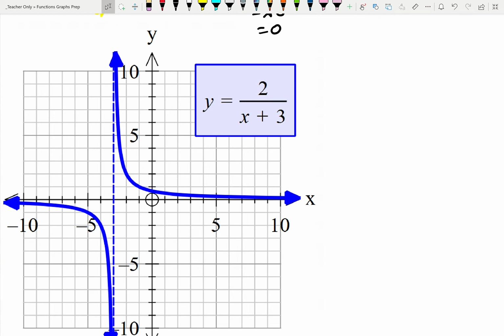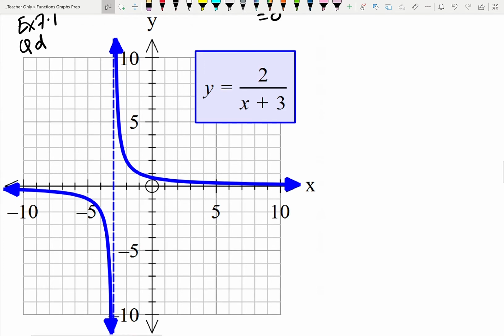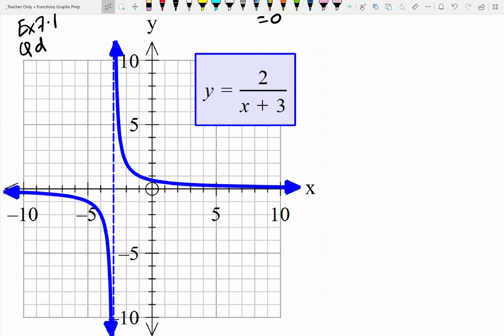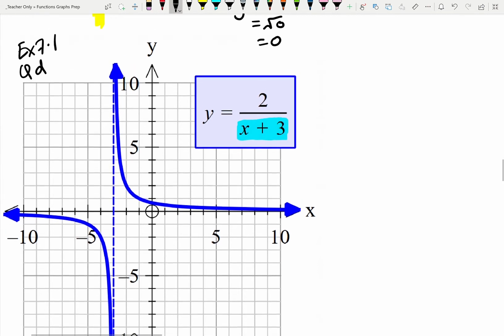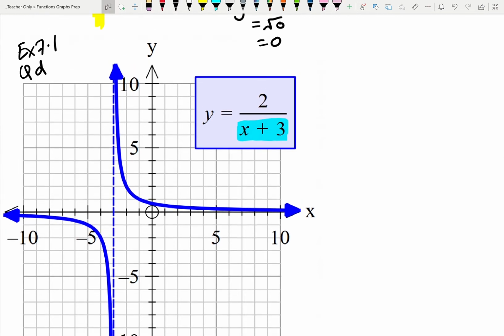So this is example 7.1, question D. Find the domain and range of the function y equals 2 on x plus 3. You should recognize that this function will exist everywhere for all values of x except when our denominator equals 0. So to find when the function doesn't exist, we let x plus 3 equals 0, so then x equals -3.